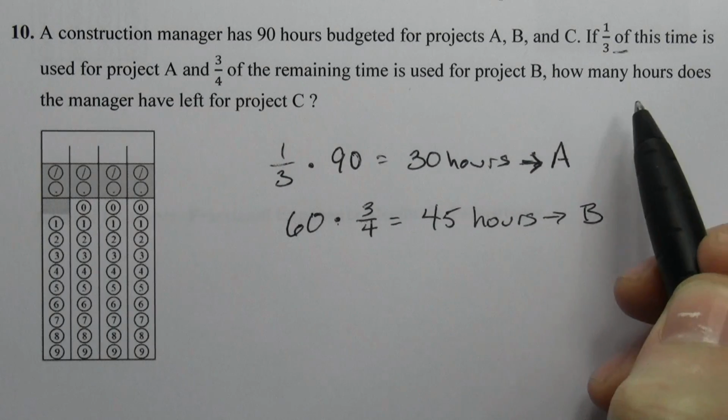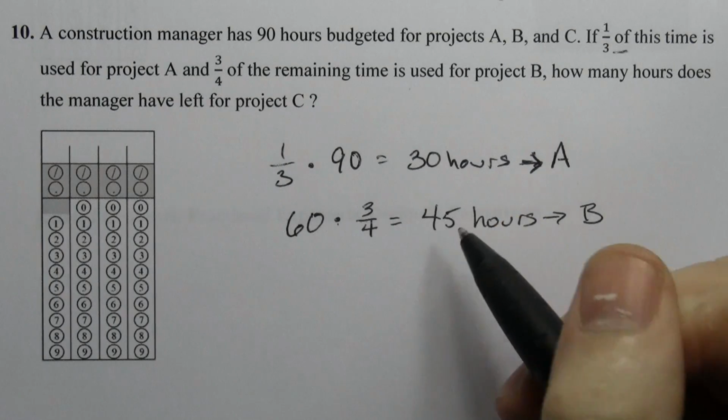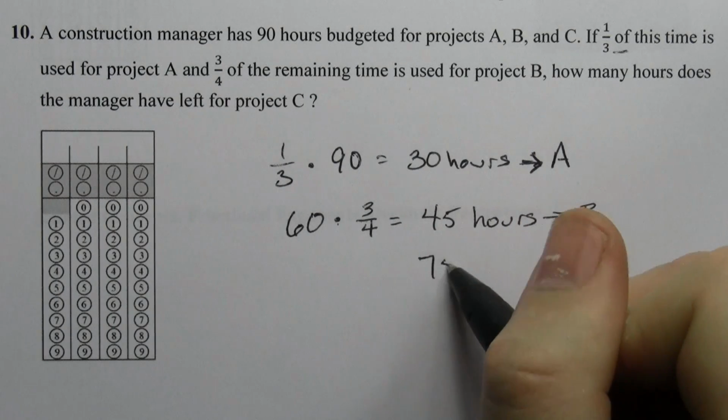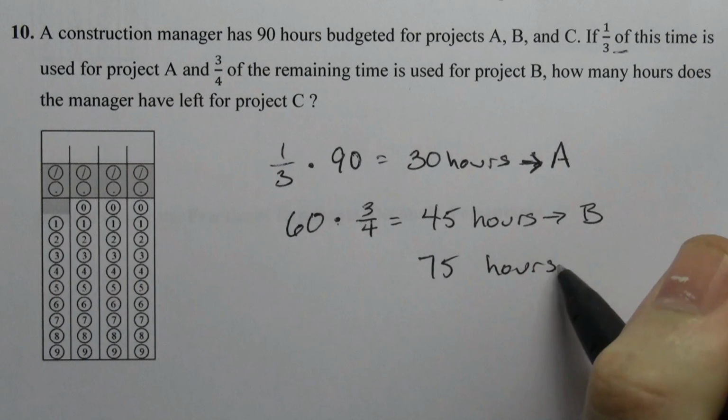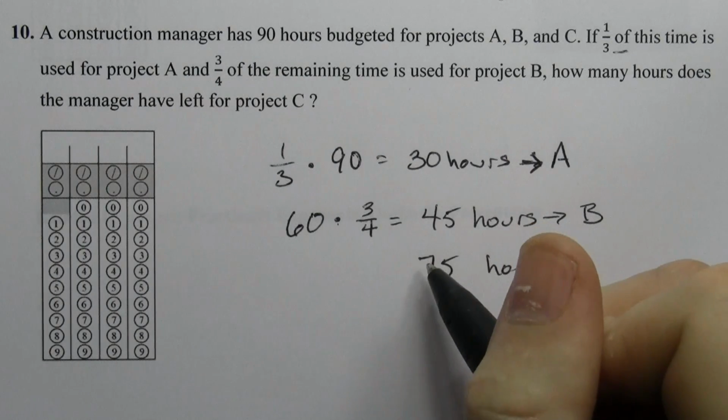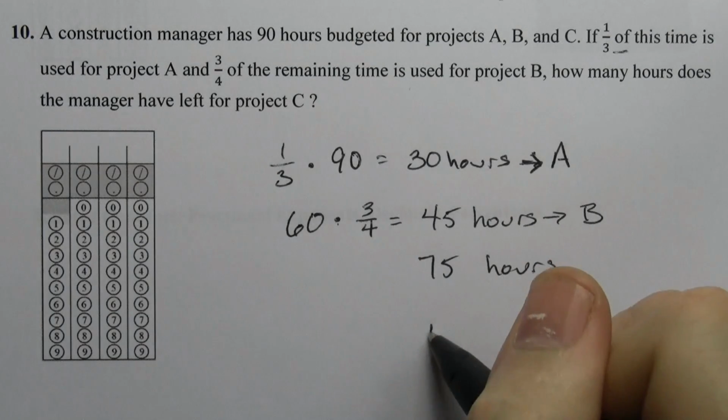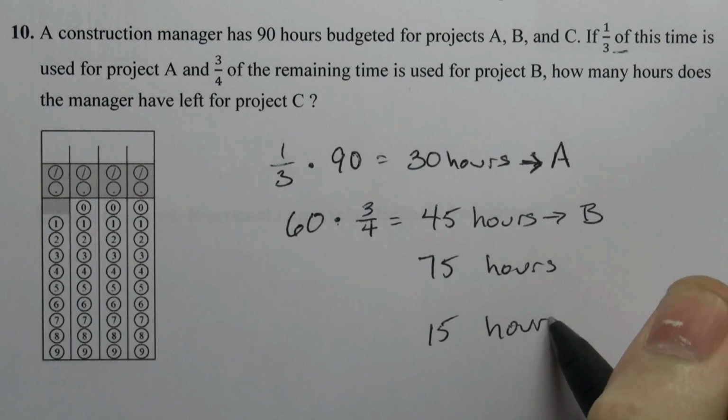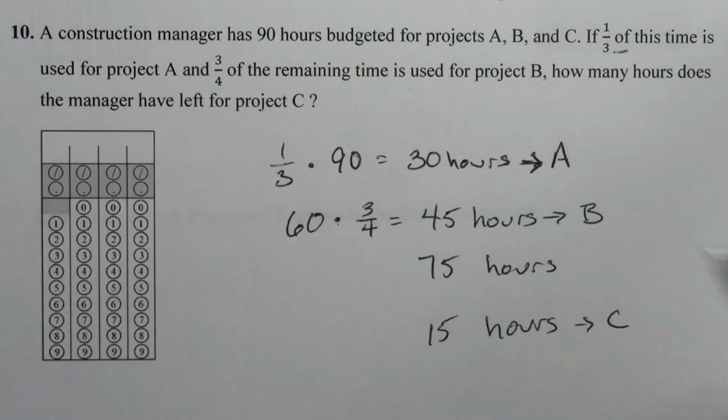Project B, and it says how many hours does he have left for project C? Well, he used 30 and 45. That means he has used 75 hours, which means that of the 90 he started with, he used 75. That means 15 hours remaining, and that's for project C, and that's the answer, 15.